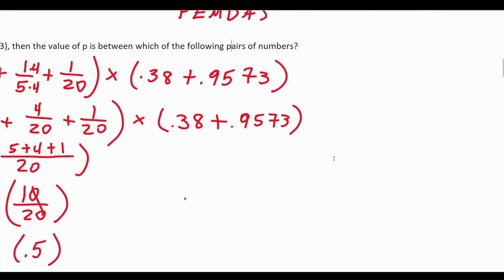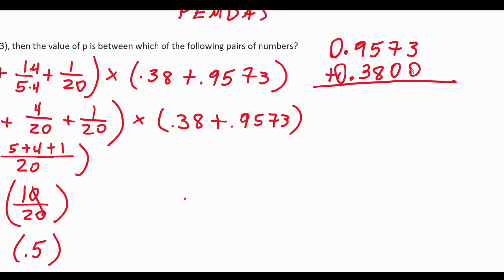Let's go ahead and add these off to the side over here. We have 0.9573 plus, I'm going to place a 0 in front of that decimal. I'm also going to place a 0 there, plus 0.38. And likewise, I'm going to put some 0 placeholders right here in case we need them.